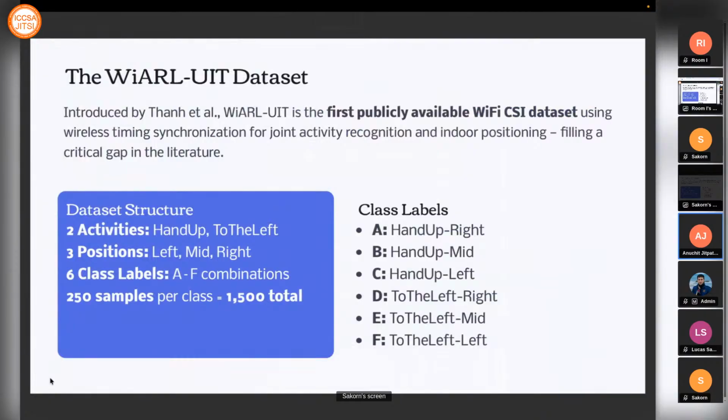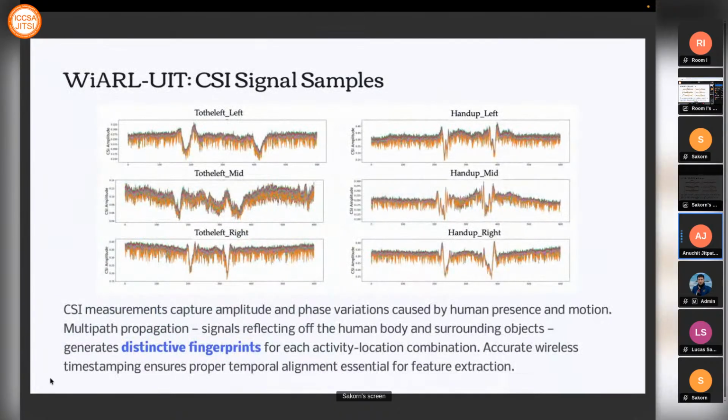We evaluate on the YARL UIT dataset introduced by Tan and colleagues. It is the first publicly available Wi-Fi CSI dataset that uses wireless timing and synchronization for the joint task of activity recognition and indoor positioning, filling a real gap in the literature. The dataset covers two activities, hand up and to the left. Here, you can see some example CSI amplitude signals for activity-location combinations.